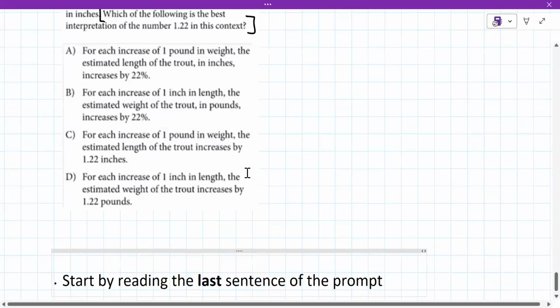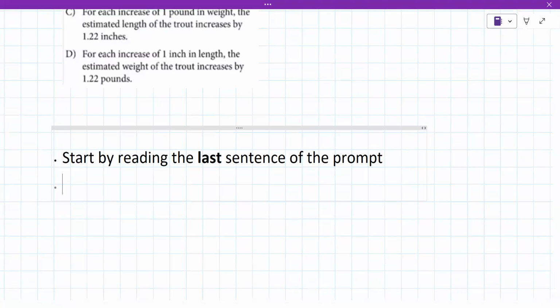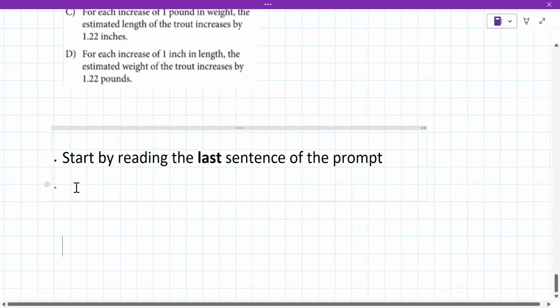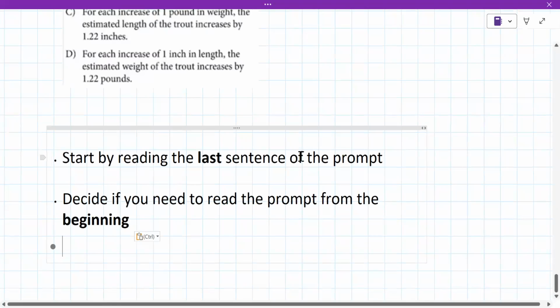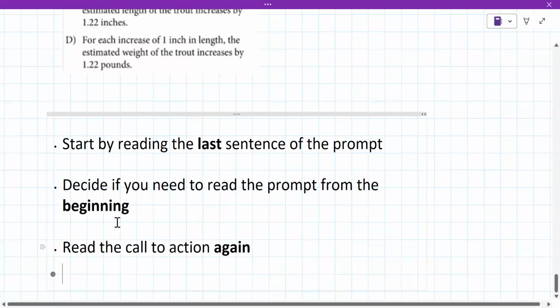It will be almost always the last sentence. And then that tells you whether you actually need to read the prompt from the beginning, because sometimes you may actually not need to and could just answer the question. In fact, when we look at test taking strategy number 2, you actually don't read the prompt. You just look at the answers.